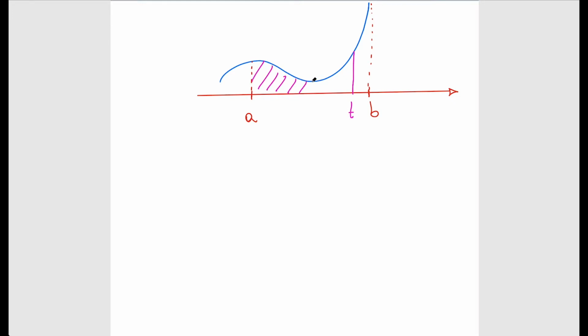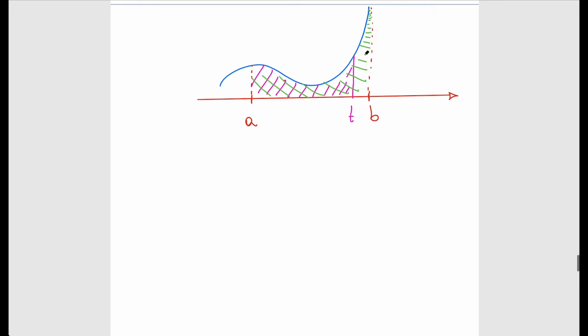Okay, and let's say that I choose a point T in between A and B, and I consider the region that's under the curve, above the x-axis, and bounded by x equals A and x equals T. So we're going to have an area here. Now, if we let T get closer and closer to B, then we are discussing this region over here, which is an unbounded region because the function blows up and it has a vertical asymptote at B, right? This is an unbounded region, but in a vertical way.